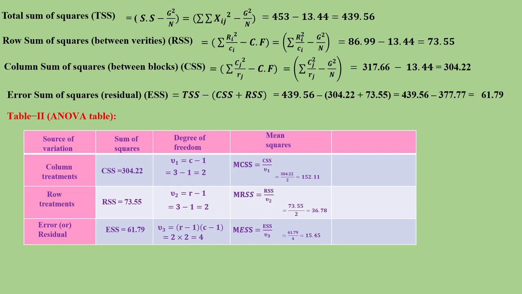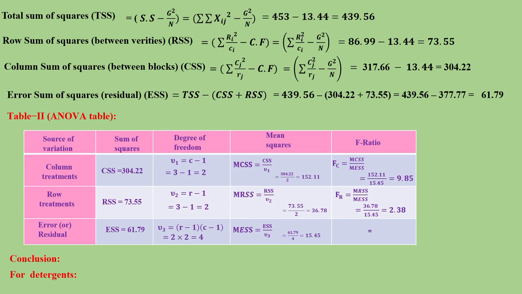Then you have to calculate the F ratio. When you are taking the column MCSS, and MESS, you always take the error. And for the row, likewise row and error. So first formula: compare the MCSS and MESS. MCSS is more than MESS, so you write MCSS in the numerator and MESS in the denominator. So the formula is FC is equal to MCSS by MESS, which is 9.85. Similarly for the row, 2.38.